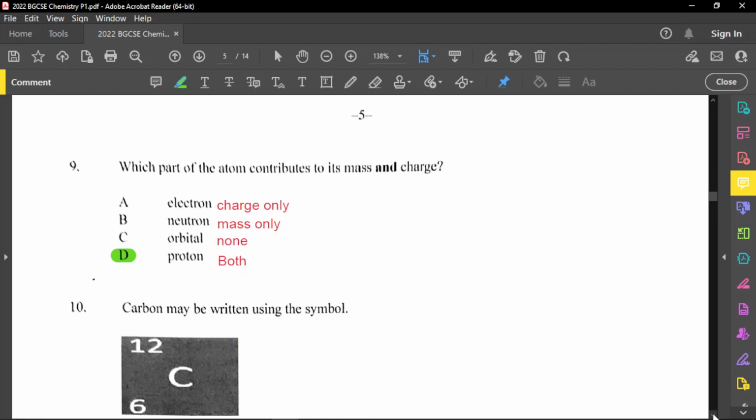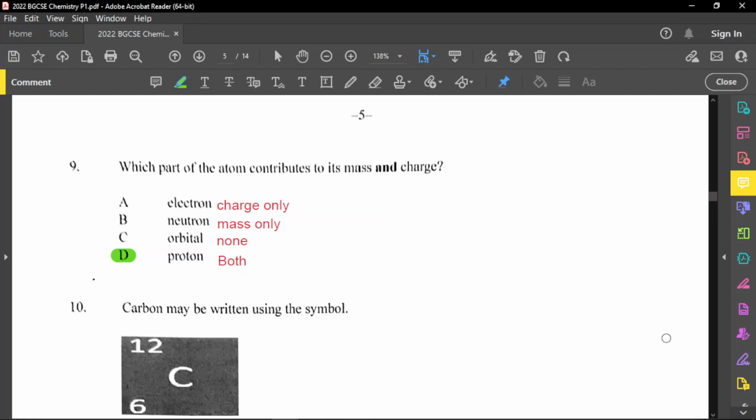All right, so question number 9 is which part of the atom contributes to the mass and charge? And so based on these particles, as I go down the list, electron has nothing to do with the mass at all. But of course, electron can contribute to its charge. And B, neutron. Neutron contributes to the mass only. And of course, the orbit affects neither the mass nor the charge, but the proton does affect the charge and also the mass. Because of course, if you have more protons than electrons, then it becomes positive. If you have fewer protons than electrons, it becomes negative. And of course, the proton is in the nucleus, so therefore it does contribute to the mass.